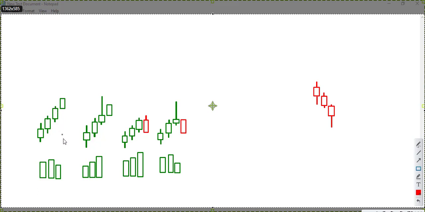When the upper wick of this candle is very short and the volume is low, at that time the market goes up. Here the upper wick of the second candle is very large and the volume high, so the market continues in the same direction. Here the upper wick is short and the volume high, so the market can reverse. And here the upper wick is very large but the volume is low, so the market reverses from here. So this is one rule.